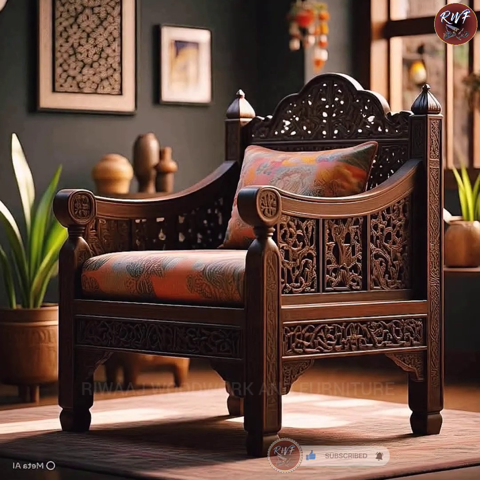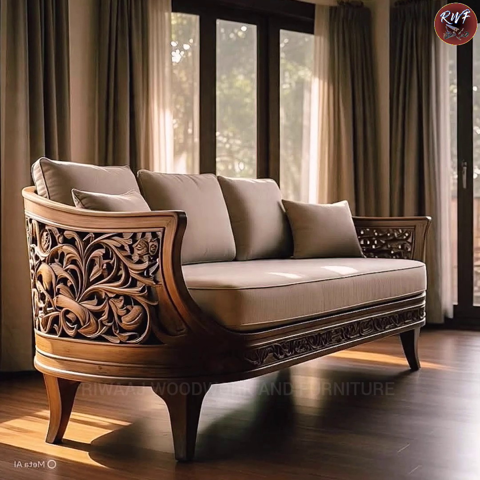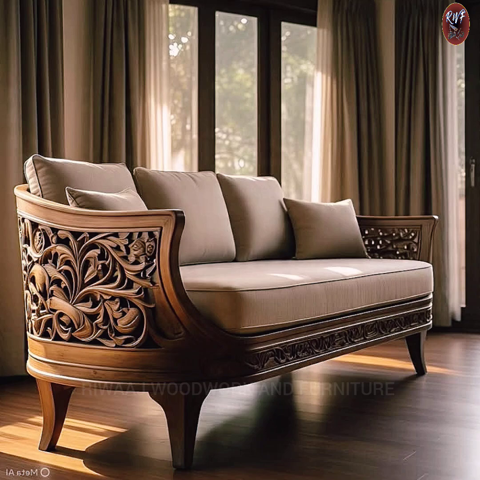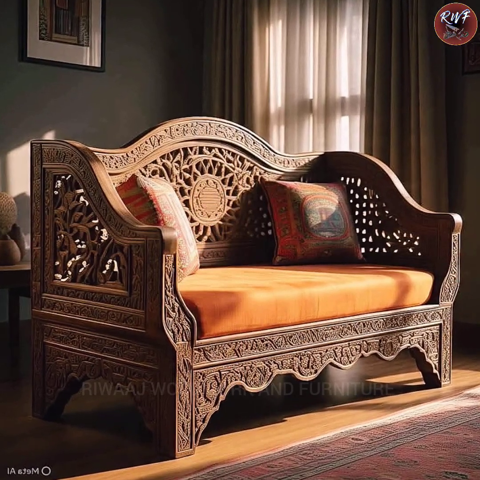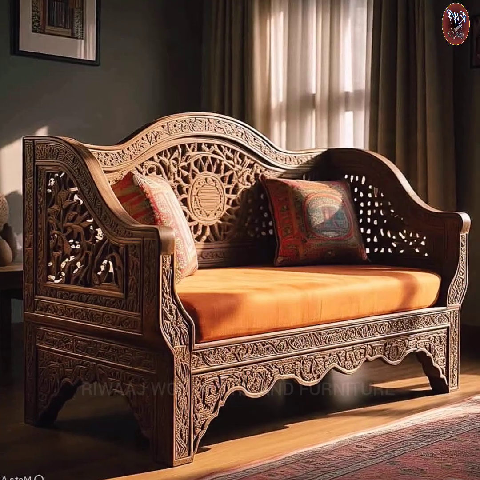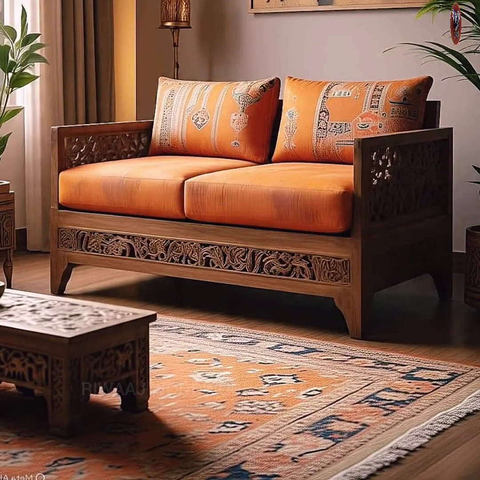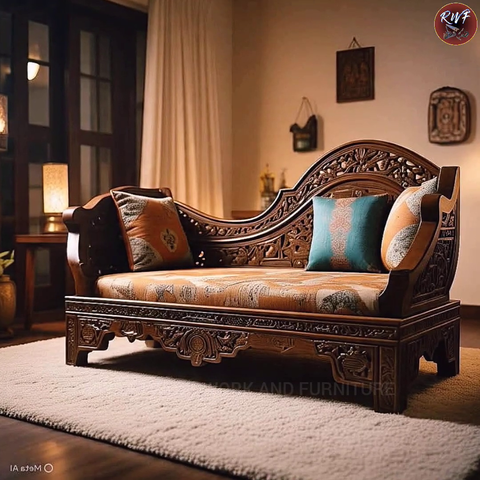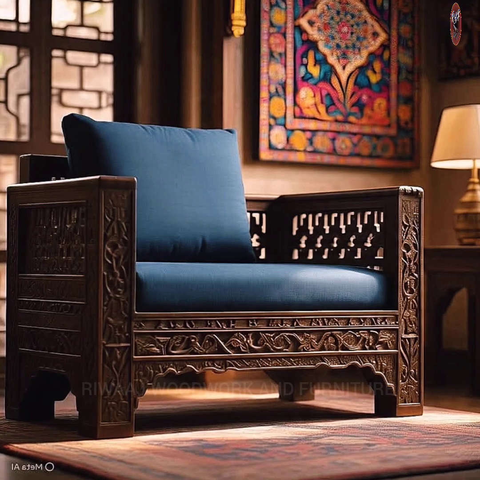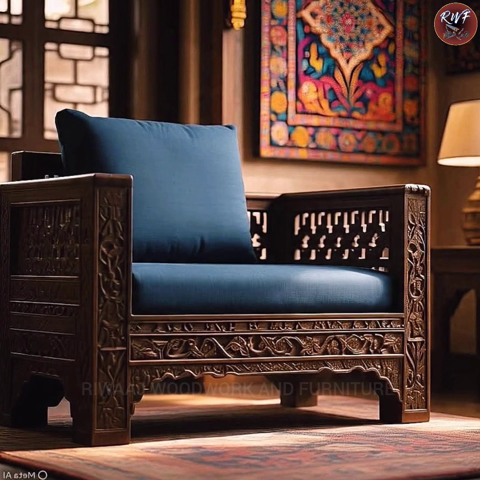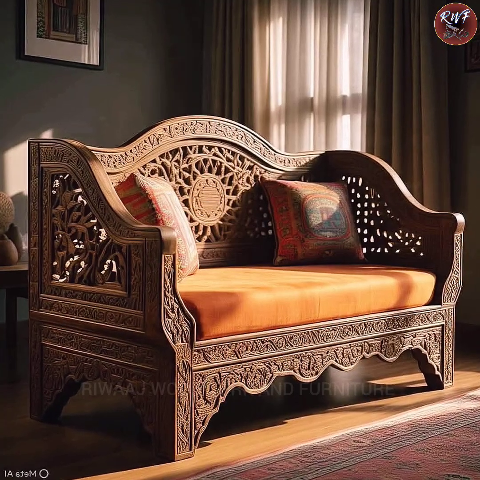Dear viewers, a sofa set is the centerpiece of any living room. It not only provides comfort but also reflects the style and taste of your home. Choosing the right design is important based on your space, theme and utility. Here are some sofa set design ideas to inspire you.